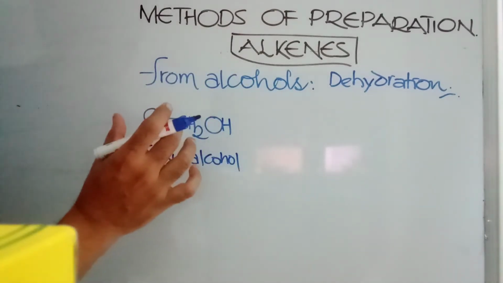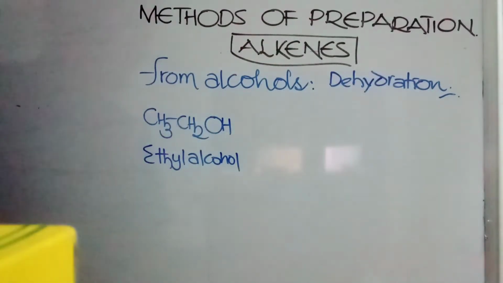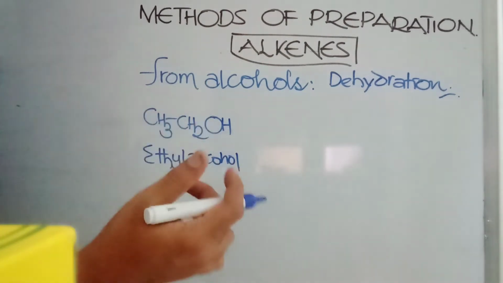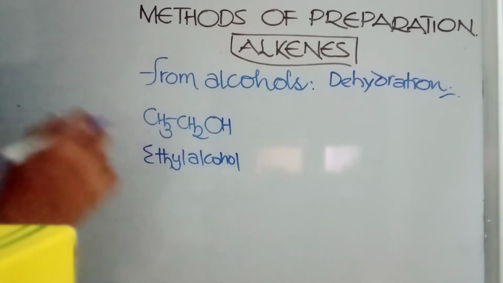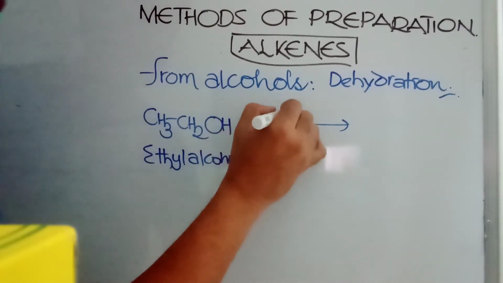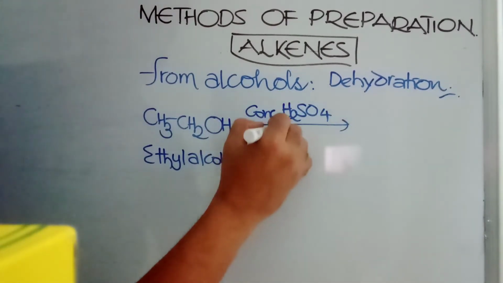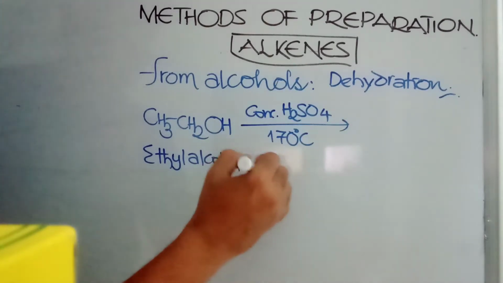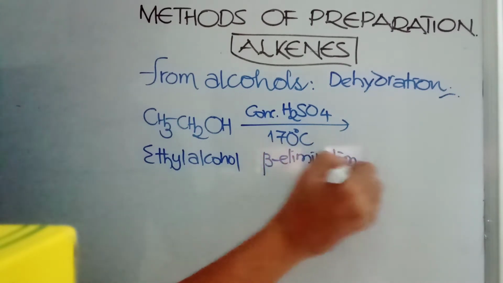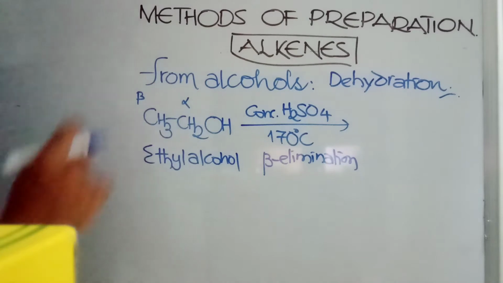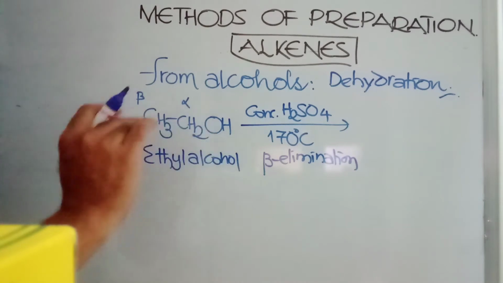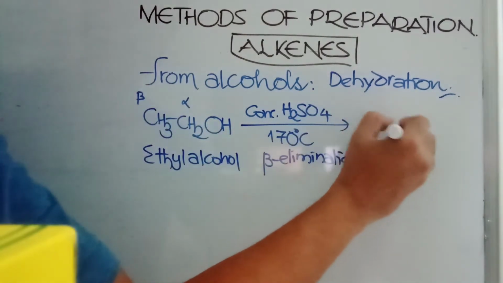Alkenes can be prepared from alcohols. The process is dehydration. For dehydration, we need to use concentrated sulfuric acid at a good temperature, or you can use Al2O3 also. I will give you the example of ethyl alcohol. When using concentrated sulfuric acid, the temperature is 170 degrees Celsius. It's again beta elimination: one from alpha, another from beta is eliminated. OH group from the alpha carbon, hydrogen from the beta carbon, H2O is out, and you get CH2=CH2.